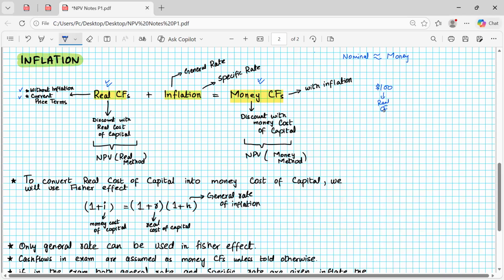When you include the impact of inflation in it, it becomes the money cash flow. Let's say the inflation was 10%. So 10% of 100 is $10. So now the money cash flow is $110. That is basically money or nominal cash flow. So money cash flow is the cash flow that includes the impact of inflation, and real cash flow is the cash flow that does not include the impact of inflation.